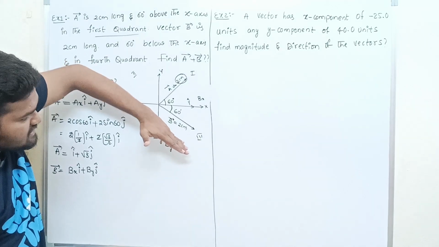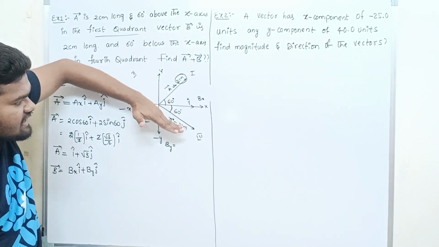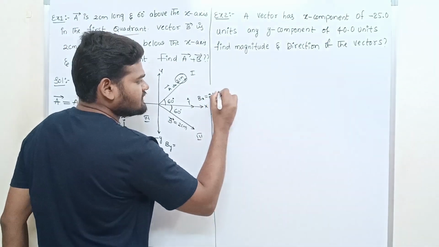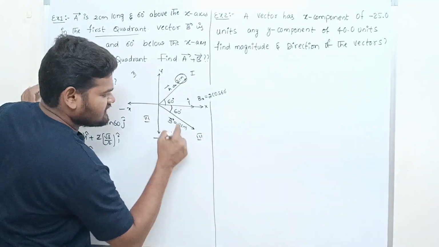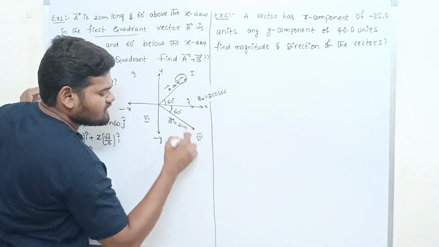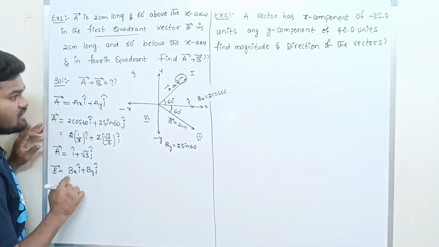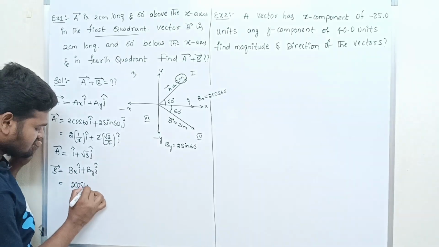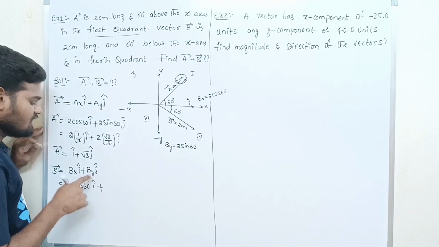This is 2 centimeters, and it is making an angle of 60 degrees with the positive x-axis, along the theta side. Along the theta side, it is the magnitude of the vector into cos theta, and perpendicular to this, the magnitude of the vector into sin theta. So we got the bx value. What is the value of bx? 2 cos 60, and it is along the positive x-axis, I cap direction, plus by.